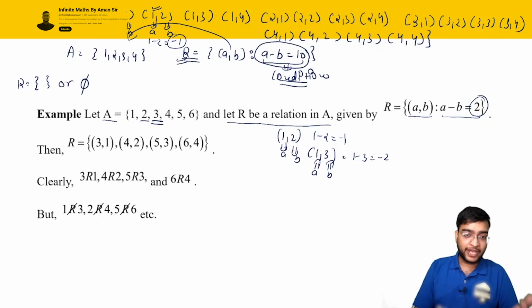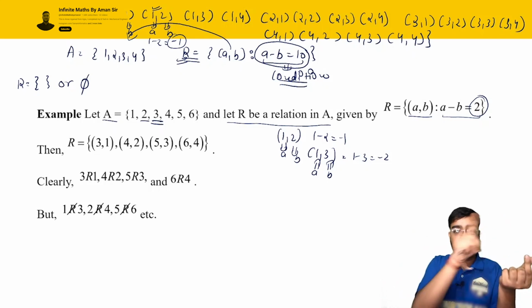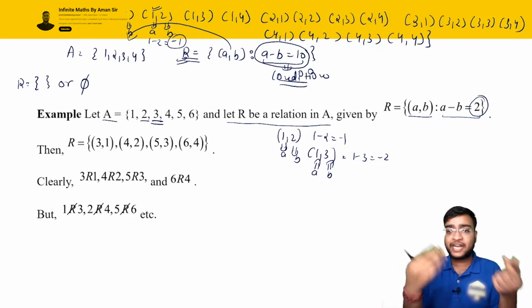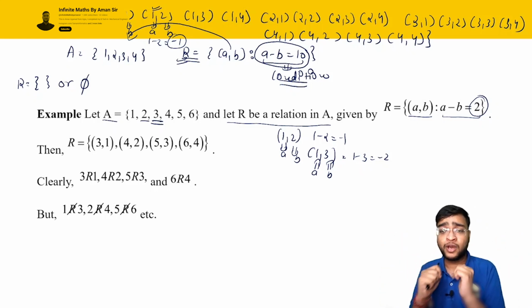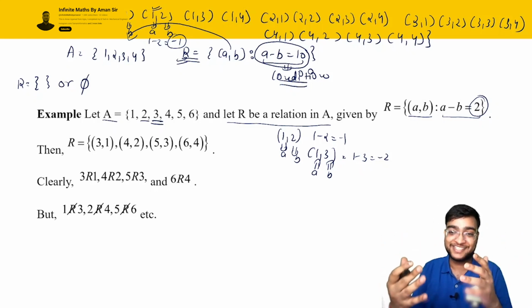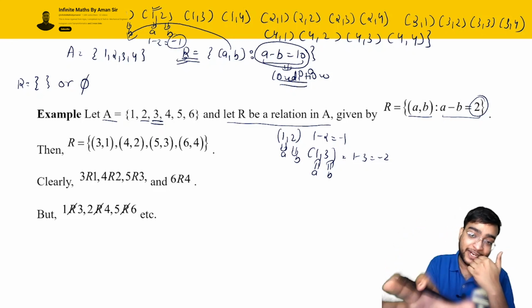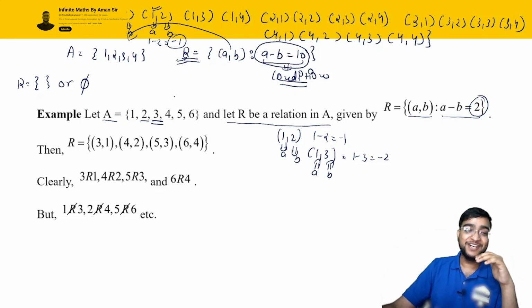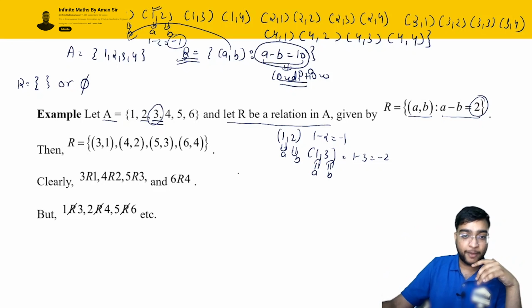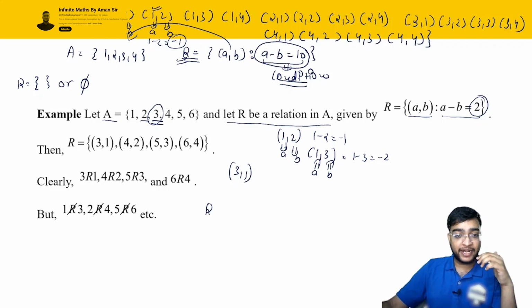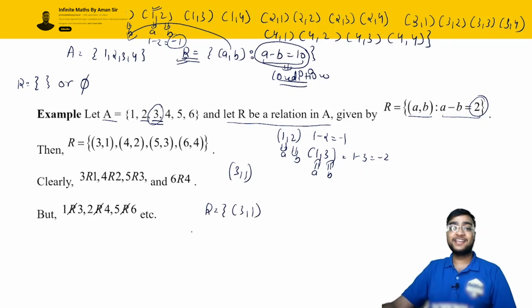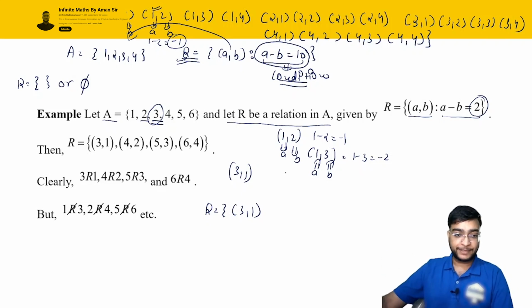You just take one element, then take all the pairs with that element, and try to find the ones satisfying the condition which I gave you in your relation here. So if I take 3 comma 1, is this difference 2? You can say yes, sir. So 3 comma 1 is in my relation here. Okay sir, no problem.